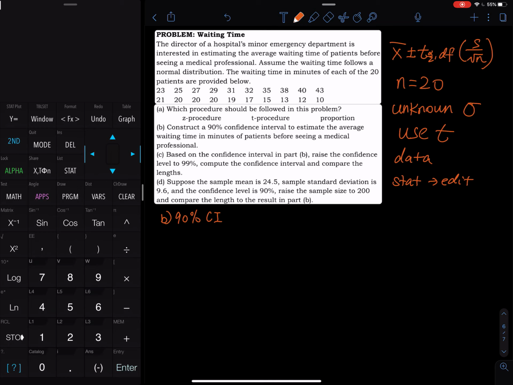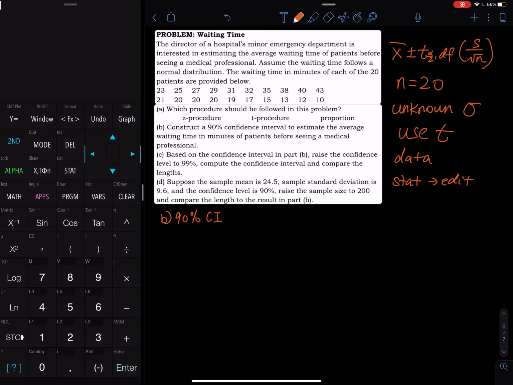The waiting times of each of the 20 patients are provided below, so everyone has a waiting time. So 23 means the first patient waited 20 minutes, the second patient waited 25 minutes, and so on and so forth. Since we don't know sigma, there is no population standard deviation, so we use the T procedure, and we have data. So this is a data problem.